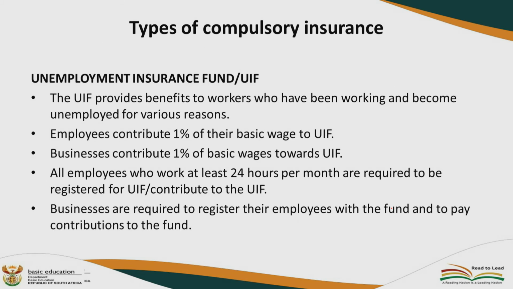Now, let us look at types of compulsory insurance. We've got 3 types of compulsory insurance. We've got the UIF, Unemployment Insurance Fund. We've got the Compensation Fund, or COIDA. We also have the Road Accident Fund, or the Benefit Scheme. Now, we are going to start with unemployment insurance, UIF.